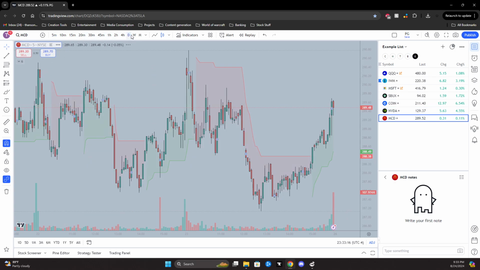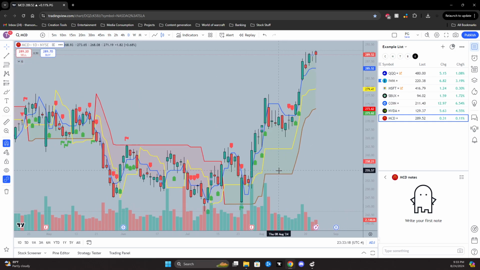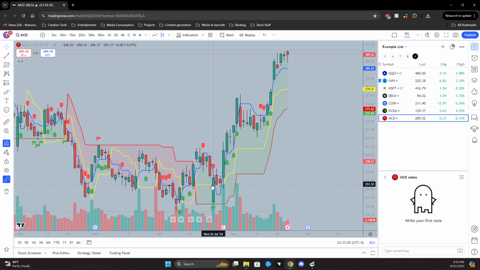McDonald's has been one of my favorites since before earnings, because down here on the daily, it didn't quite touch it, but it printed this big green engulfing candle from the gap down. You know, it went from 253 down to 246 overnight, but then it ran hard, came back above the 4 hour, and then the next day above the 1 hour.